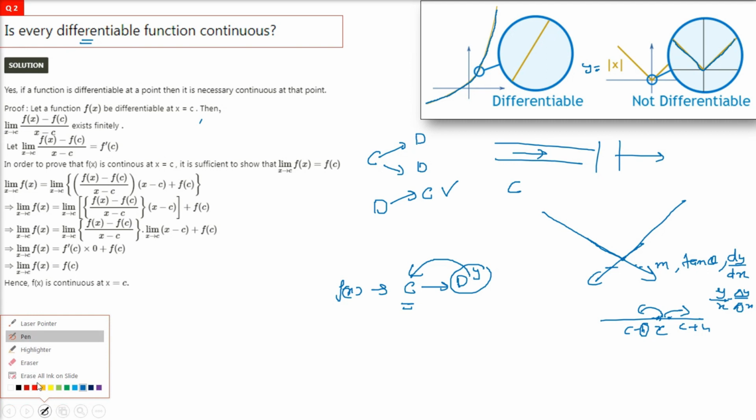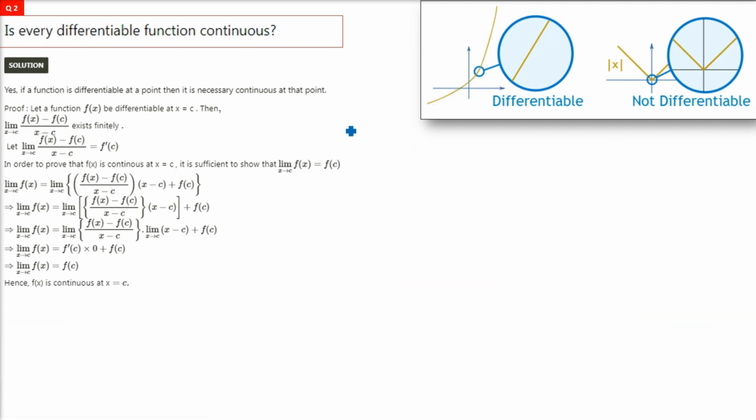Okay. So for that, let us consider a function f(x), and it is differentiable at x equals c. Let us take this point c. Then what is the definition of differentiability? Limit x tends to c, (f(x) minus f(c)) divided by (x minus c). This expression should exist finitely, and then we call it f dash c. Basically, it's a differentiation only. By first principle you can call it.